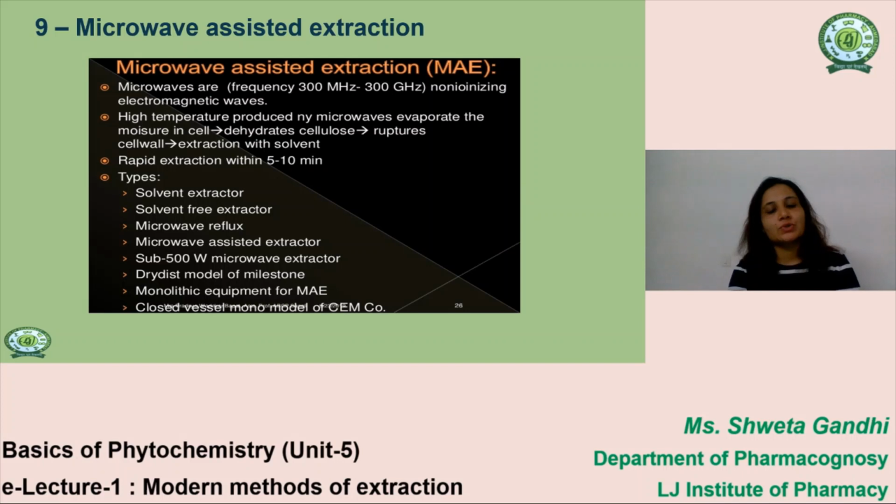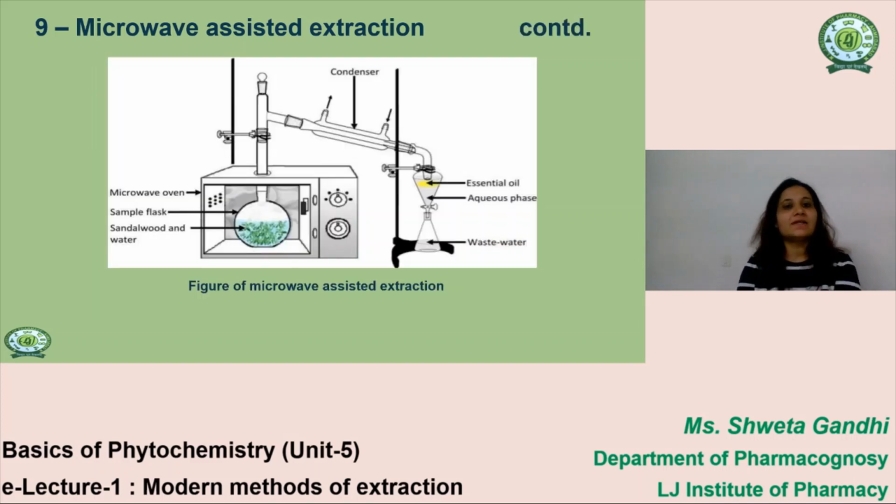Now I will show you the assembly for microwave assisted extraction. As you all are seeing, this is the microwave. This is the round bottom flask in which we put the drug and solvent. For example, in case of volatile oil separation, we put sandalwood and water here. This is the sample flask.